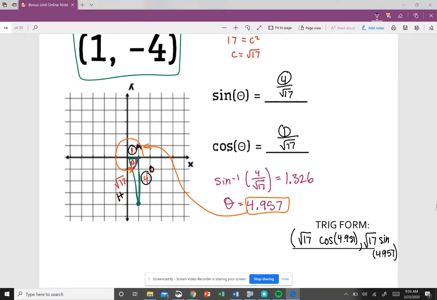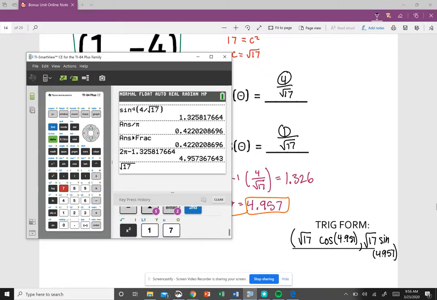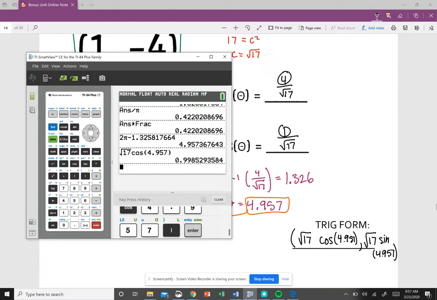And if you actually type that into your calculator, which I will go ahead and do, so if I do the square root of 17 times the cosine of 4.957, I should get really, really close to 1. Do you see that? And then if I take this, and there is a reason why I'm doing this.